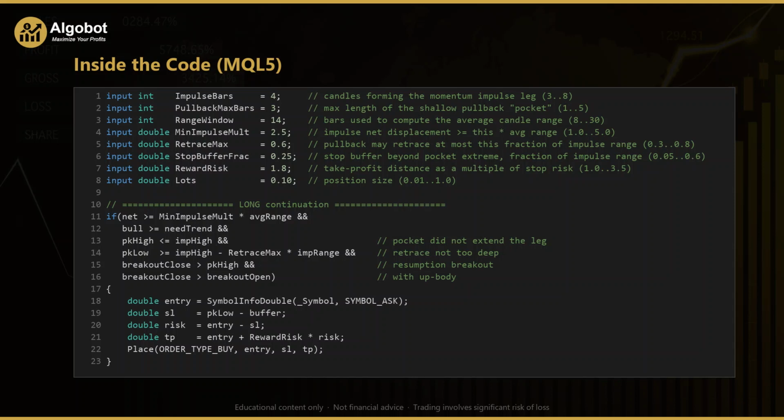When all of that is true, entry is read from the ask price. The stop loss is placed below the pocket low minus the buffer. Risk is the gap between them, and the take profit is entry plus reward risk times that risk. Finally, place sends the buy order. The short side is an exact mirror of this logic.